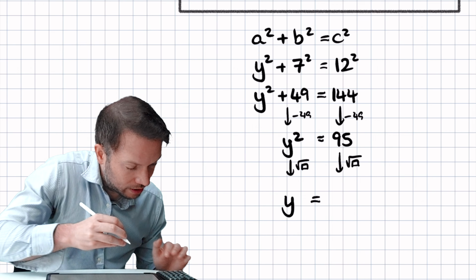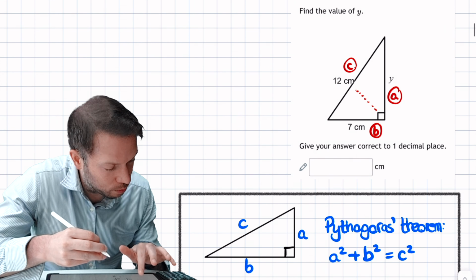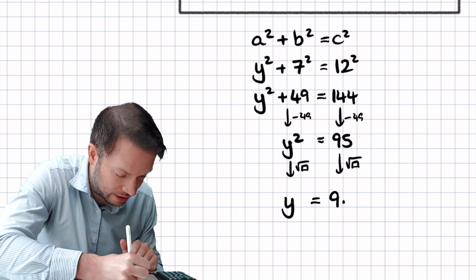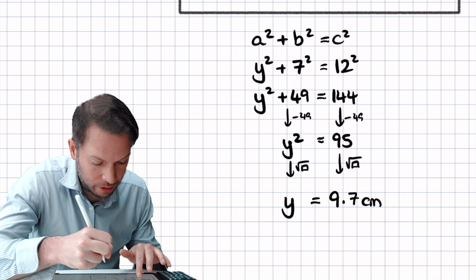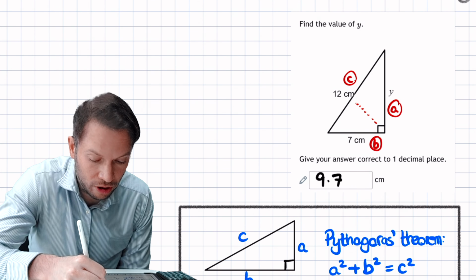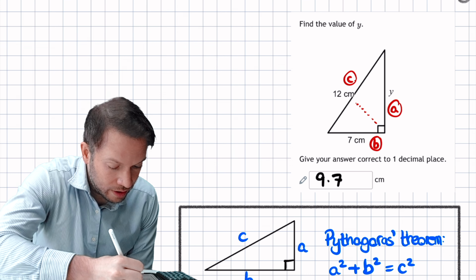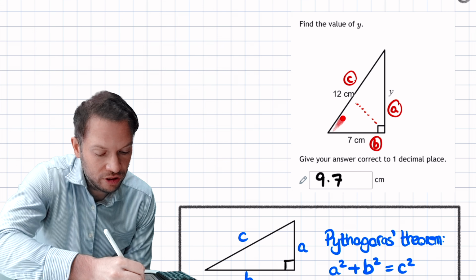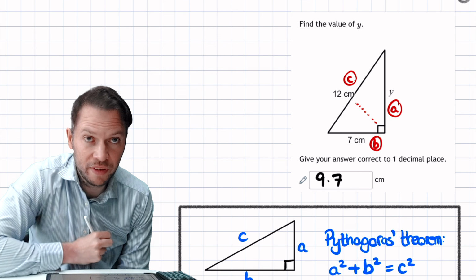which is, how many decimal places? One decimal place. It's 9.7 centimeters. So that's the final answer. It's 9.7 centimeters. And always check that your answer looks sensible. We know that this answer, this side length here of y, is going to be less than the hypotenuse of 12. So 9.7 seems a sensible answer.